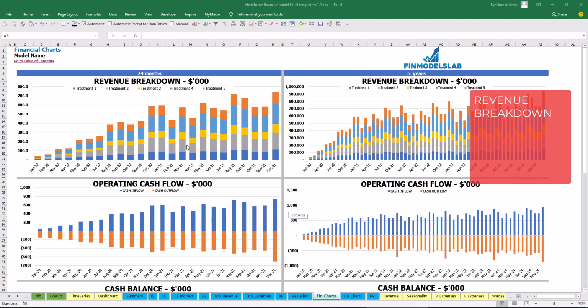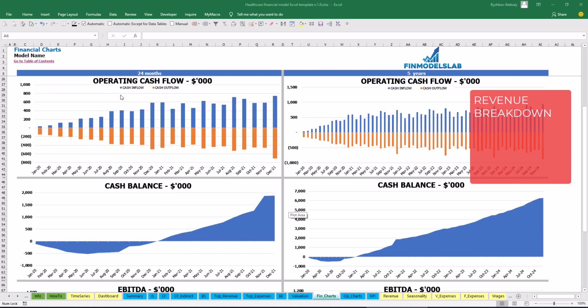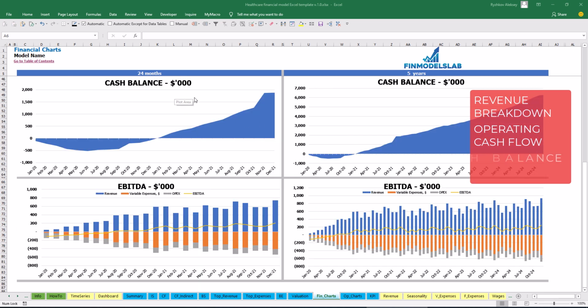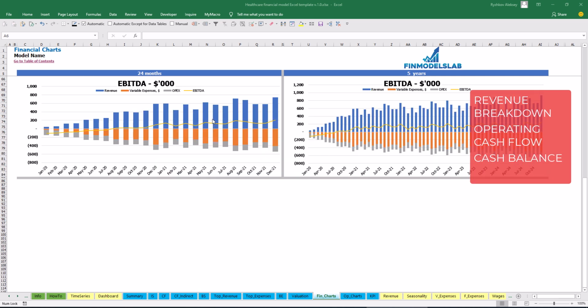The next set of charts will show you your cash inflow and cash outflow related to operating activities, the net cash balance, and the last one will show you the EBITDA broken down by revenue, variable expenses, other OPEX, which is wages and fixed expenses, and as a result your EBITDA.